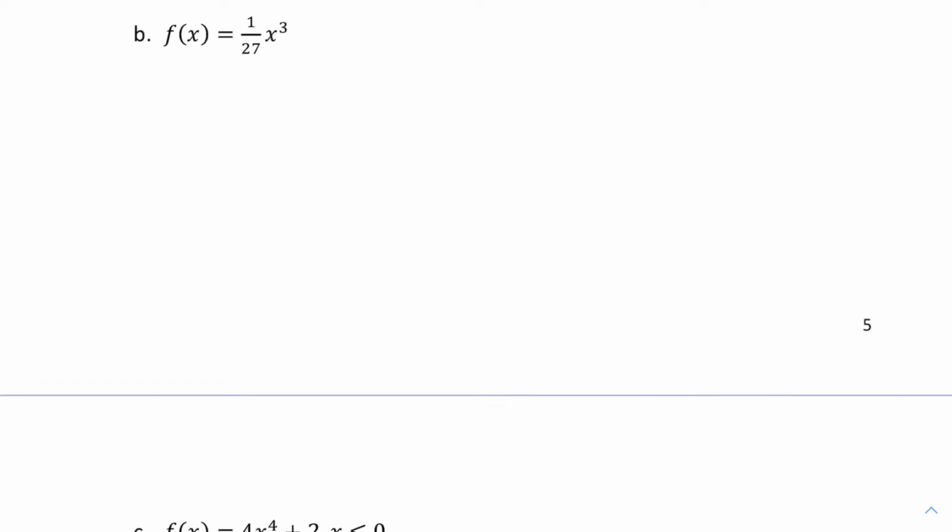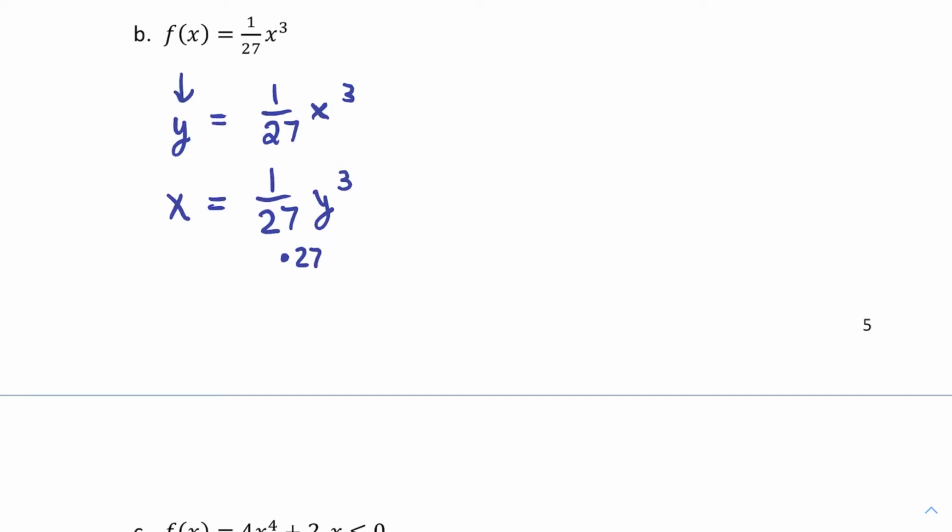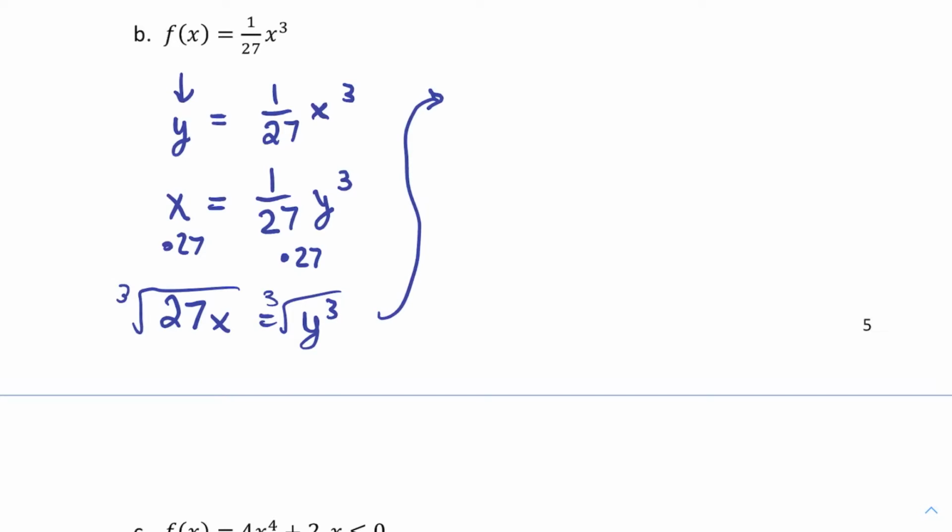If you look at B, same idea, it has function notation. I'm just going to change that to y equals, and then, like I did before, switch the location of what represents my input and my output variables. And then to undo the fact that we are multiplying by 1/27th, we're going to divide by 1/27th, which is the same thing as multiplying by 27 over 1. And then that's y to the third, so we need to take the cube root.